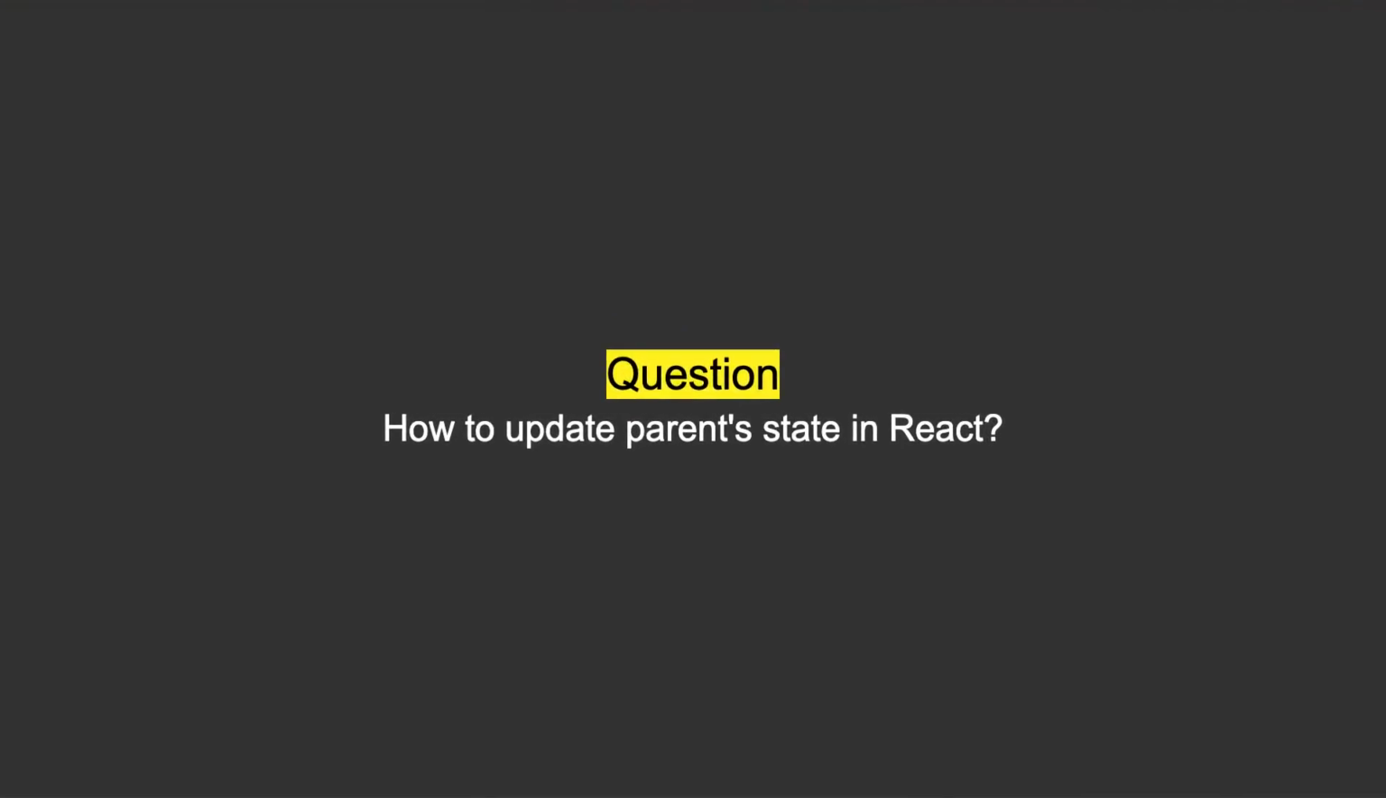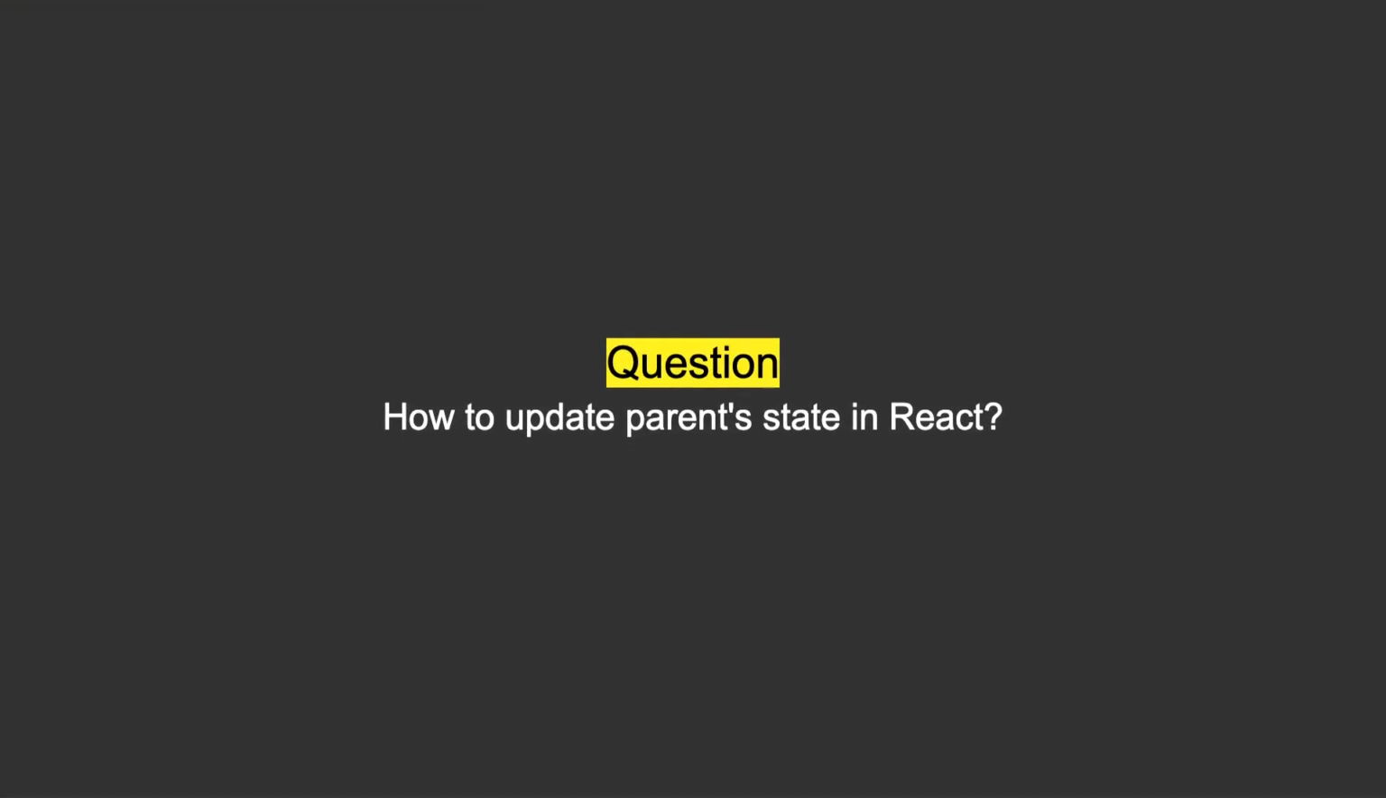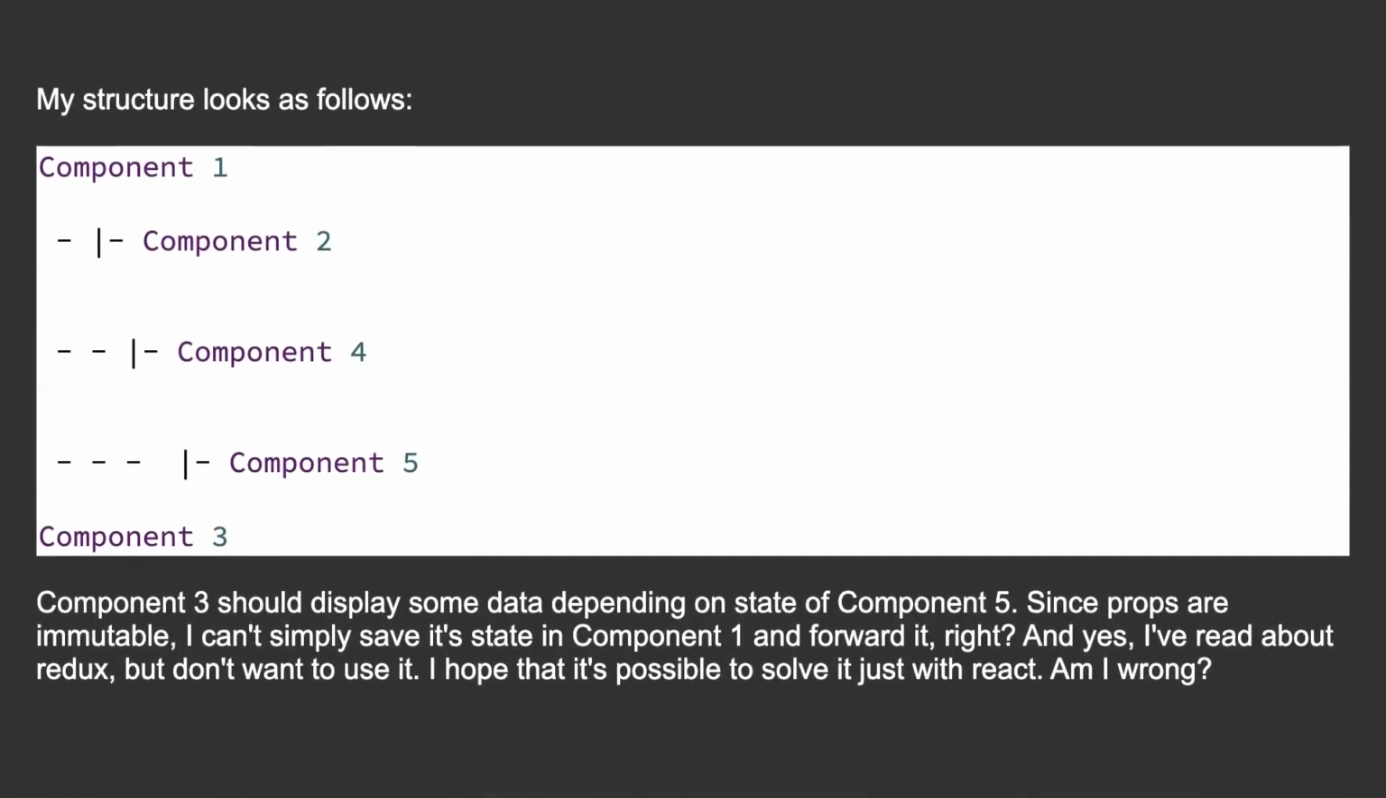How to update parent state in React. My structure looks as follows. Component 1, Component 2, Component 4, Component 5, Component 3. Component 3 should display some data depending on the state of Component 5.